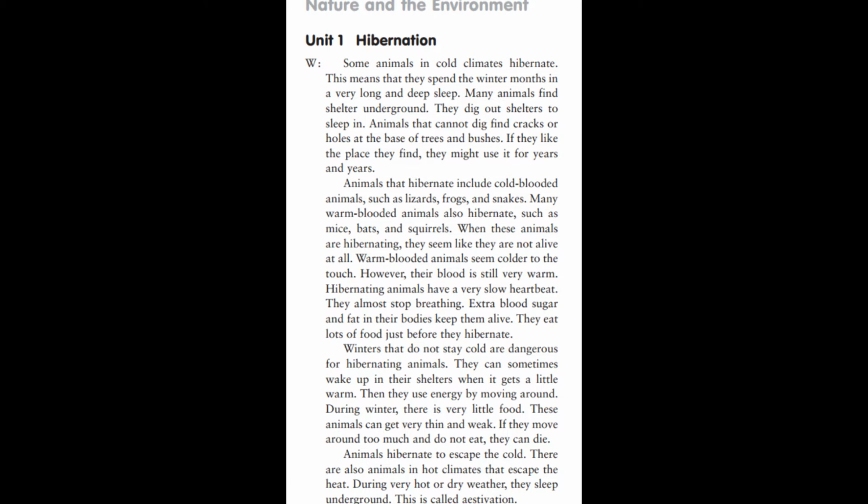Animals hibernate to escape the cold. There are also animals in hot climates that escape the heat. During very hot or dry weather, they sleep underground. This is called aestivation.